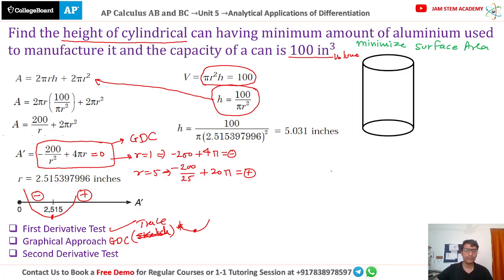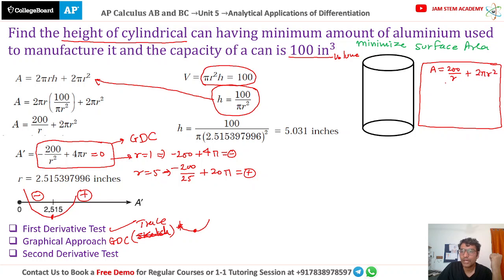Next one. So that was the graphical approach. Now let's discuss the same question with the help of the second derivative test. It's very simple and easy. All you have to do is first take your function. In this case, it was surface area. So A is your function, which you already converted in terms of one variable: 200 over r plus 2 pi r squared. Now find the derivative, which we already calculated. We got negative 200 over r squared plus 4 pi r.